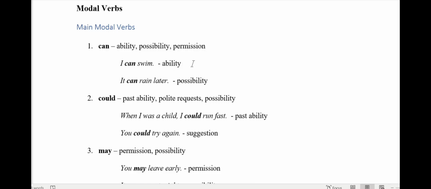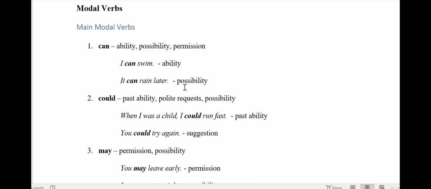I am picking up the most simple examples so that the real context is clearly remembered by us, and when the context is understood, the usage becomes professional. So the simple sentence: I can swim. The next one, possibility. It can rain later. It is about to rain, or it will rain after some time. So the clear sentence: it can rain later.